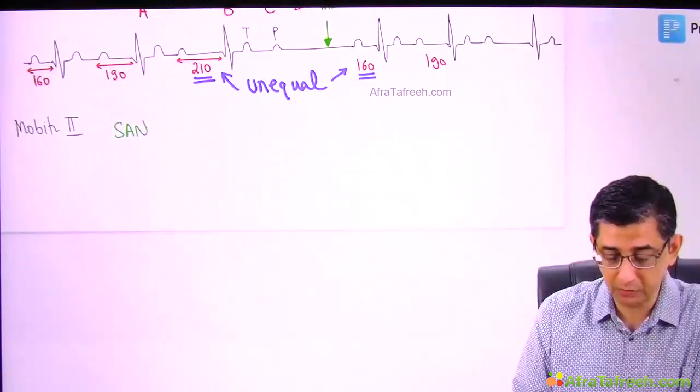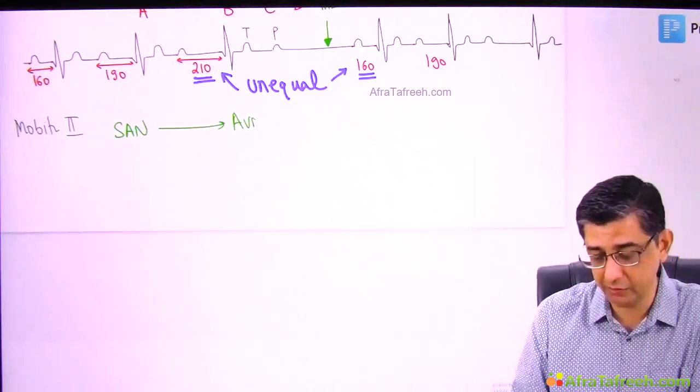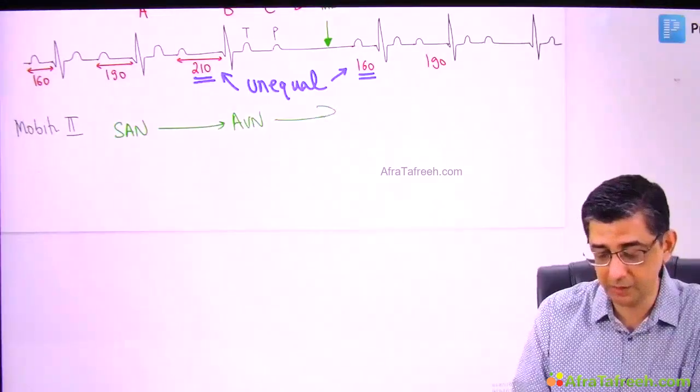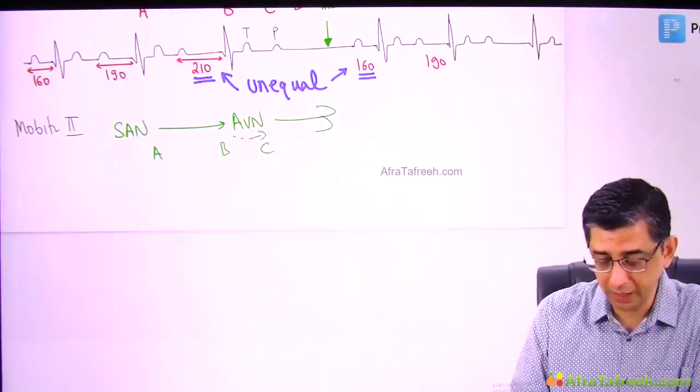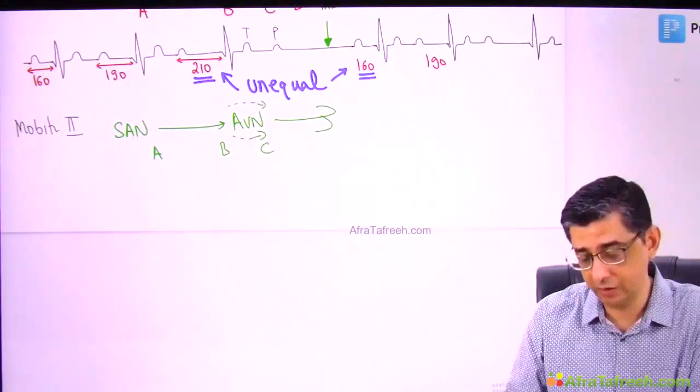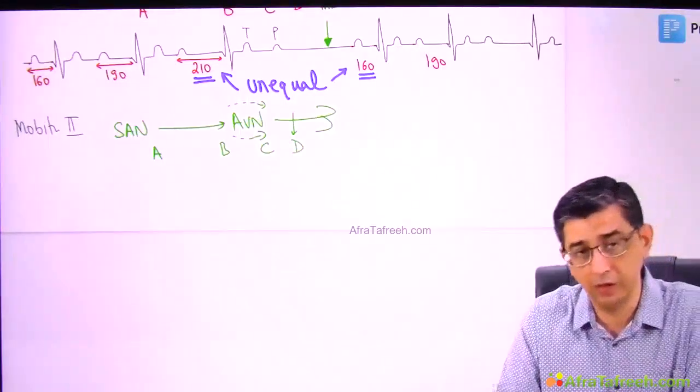So when it comes to Mobitz 2, let me first try to explain where the lesion is going to be present. So once again, we're going to just put some pointers here. This is SA node, AV node, then the bundle of His. The pointers are highlighting the conduction from the SA node to the AV node, inside the AV node, and then there is a septal activation with respect to the bundle of His.